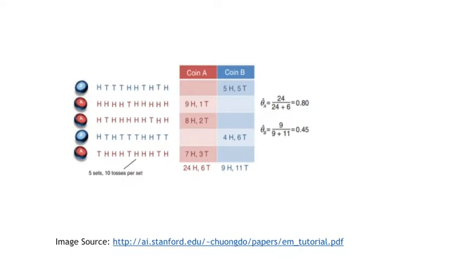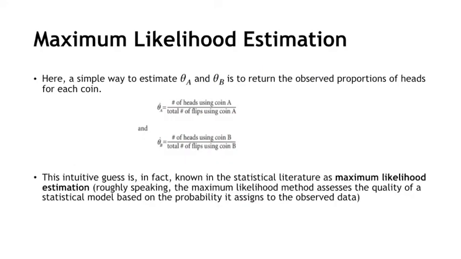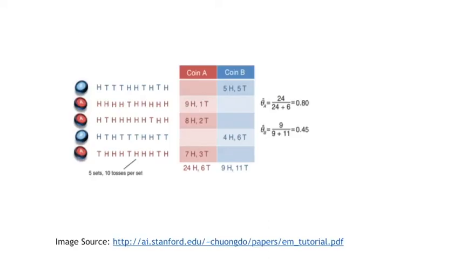If we add up all the heads and tails for the individual coins, we would see that for coin A, we would have 24 heads, that is 9 plus 8 plus 7 is 24, and 6 tails, 2 plus 1 plus 3. Similarly, for coin B, we would have 9 heads and 11 tails. So then what is theta A? Theta A would be, as we have seen in the previous slide, the number of heads using coin A, that is 24, divided by the total flips of the coin, that is 30. That would give us 0.8. Similarly, for coin B, what we get for maximum likelihood estimation is 0.45.